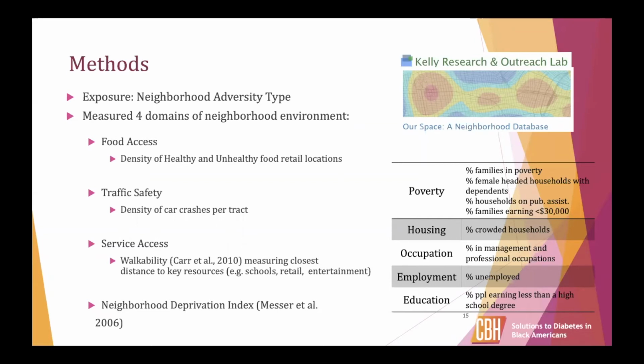And so, leveraging this indicator database, I had access to food indicators, so healthy and unhealthy food retail locations, traffic safety, which was measured as density of car crashes per tract, as well as service access, for which I actually used a walkability measure, which measures the closest distance to different key resources such as school, retail, entertainment, resources within neighborhood environments. I finally did include a socioeconomic deprivation index, which was a composite measure of SES at the neighborhood level across these 5 domains and 8 indicators that you can see here.